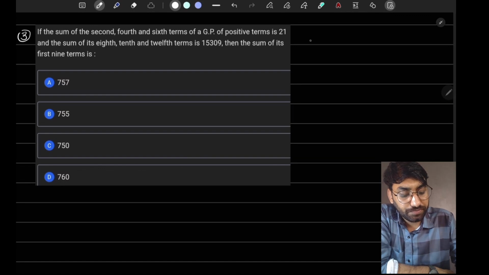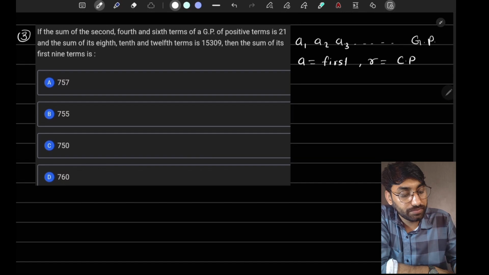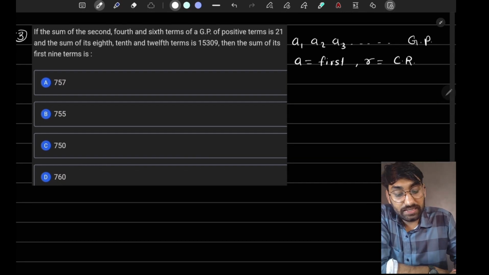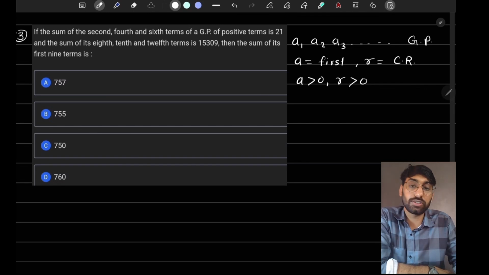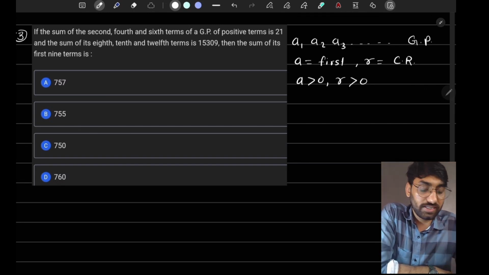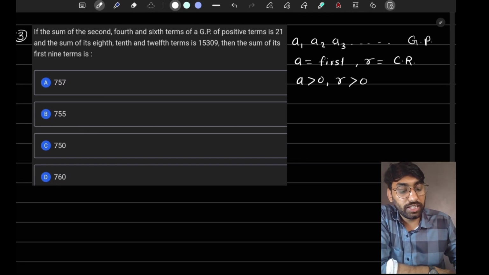Let us assume that A1, A2, A3 and so on is a sequence in GP whose first term is A and R is the common ratio. Now, since this geometric progression is a sequence of positive terms, the only possibility is that A must be positive and at the same time R must be positive. Only then can we say the given geometric progression is a sequence of positive terms.